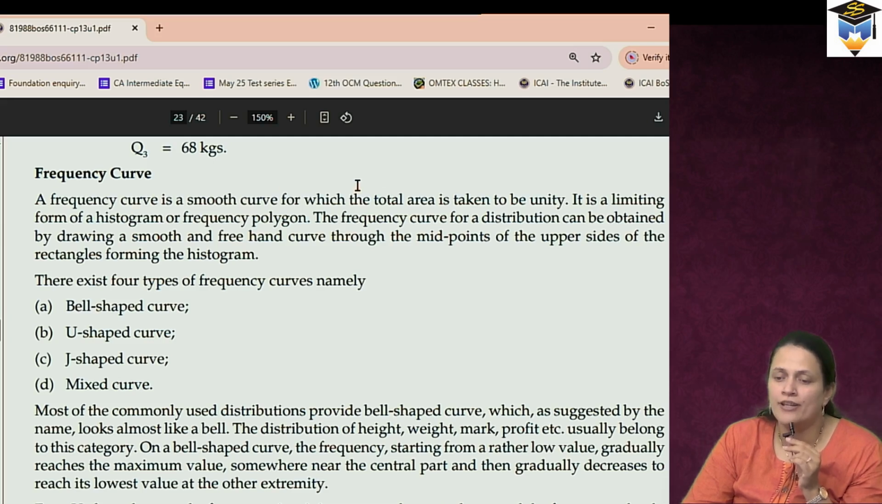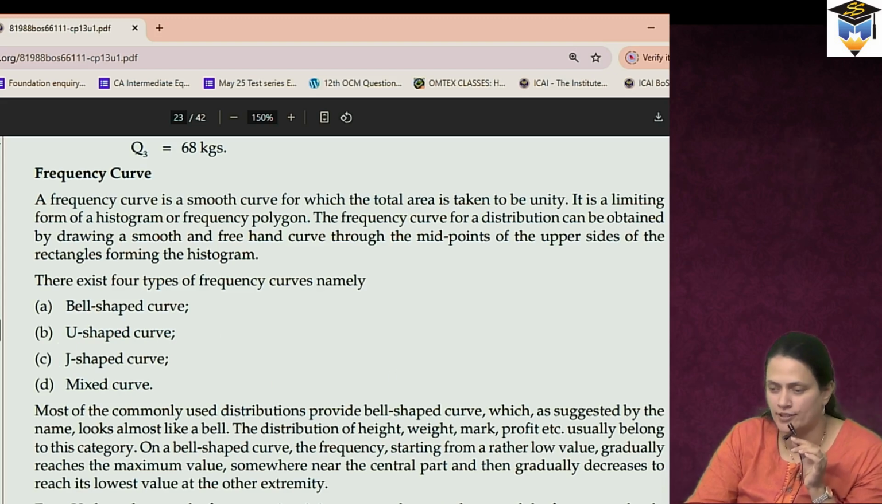Frequency curve. A frequency curve is a smooth curve for which the total area is taken to be unity. Unity means 1. It is a limiting form of histogram or frequency polygon. The frequency curve for a distribution can be obtained by drawing a smooth freehand curve through the midpoints of the upper sides of the rectangles. So you can see 4 types of frequency curves. First is the bell-shaped curve. Next are the U-shaped curve, J-shaped curve, and a mixed curve.